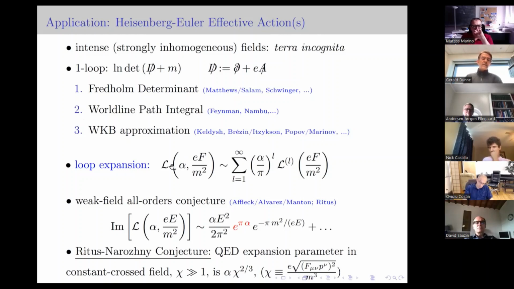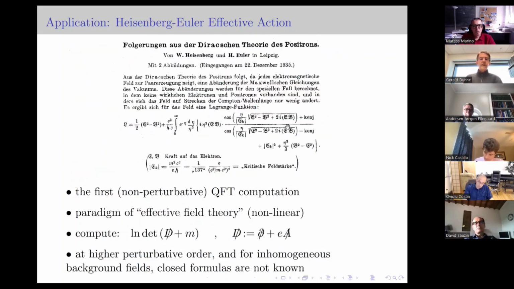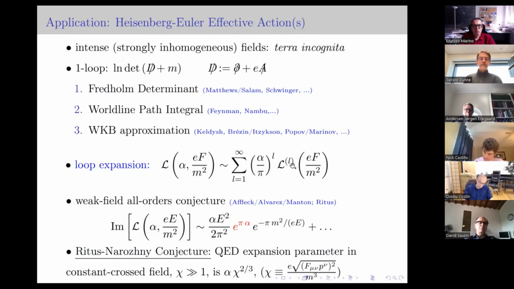So the loop expansion of this effective action would be an expansion in the fine structure constant with coefficients that are themselves asymptotic expansions in the field strengths. So this formula on the previous page, this is L1. But of course there's L2, L3, L4. There are various conjectures about the high orders.